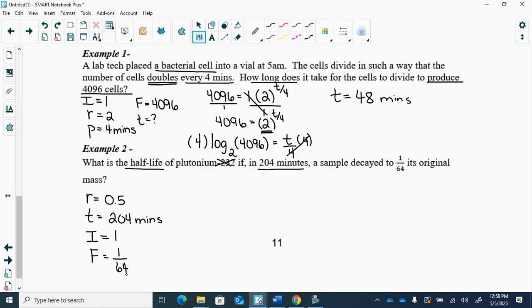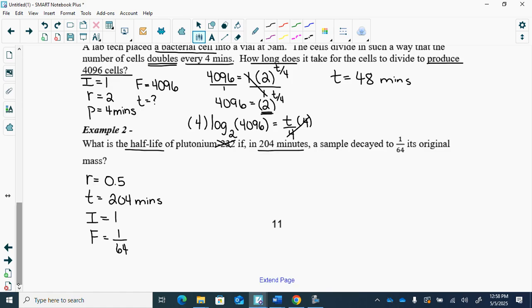And what are they making me look for? P, the period. What is the half-life? So listen, when half-life, doubling or tripling is in the actual question, it's making me find P. What is the half-life? Oh, it's making me find the period. What is the doubling time? Oh, it's making me find the period. Can you try it out?